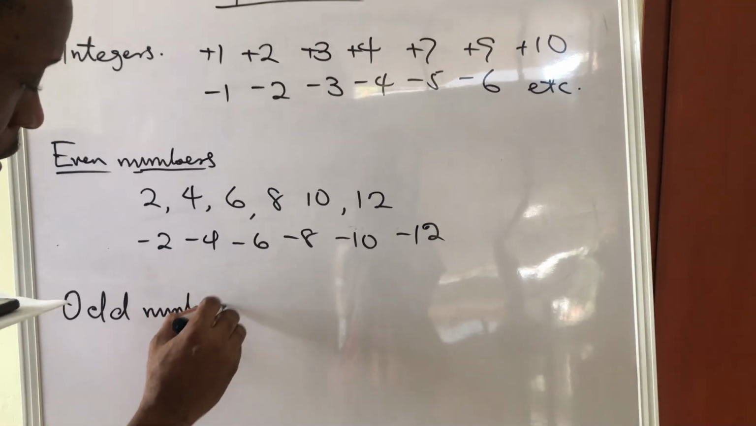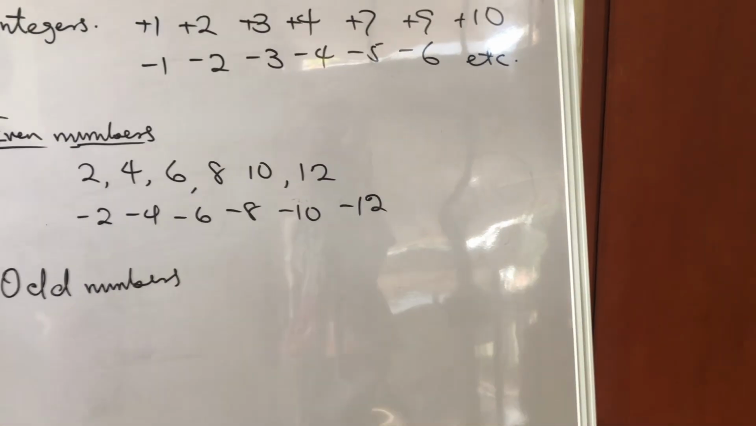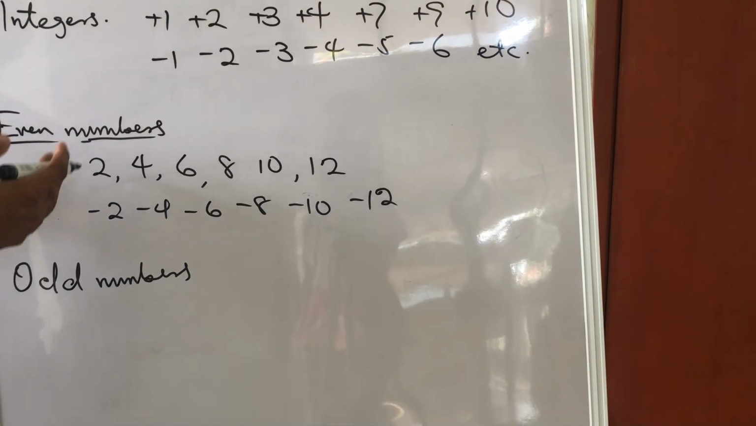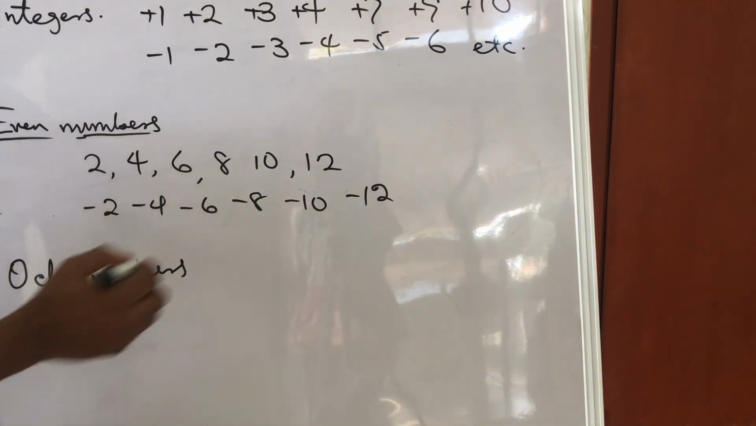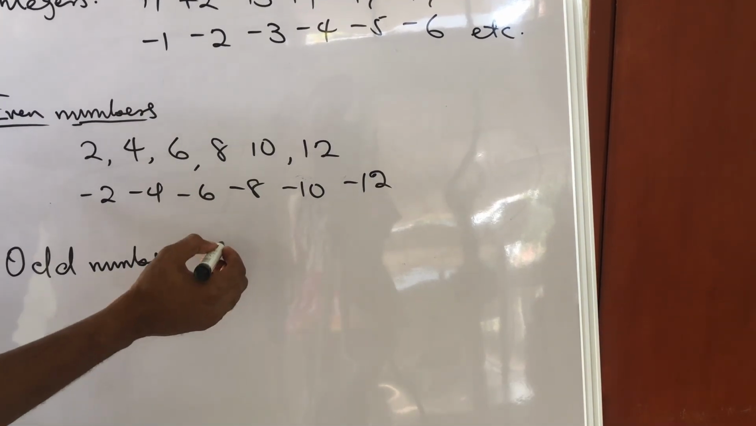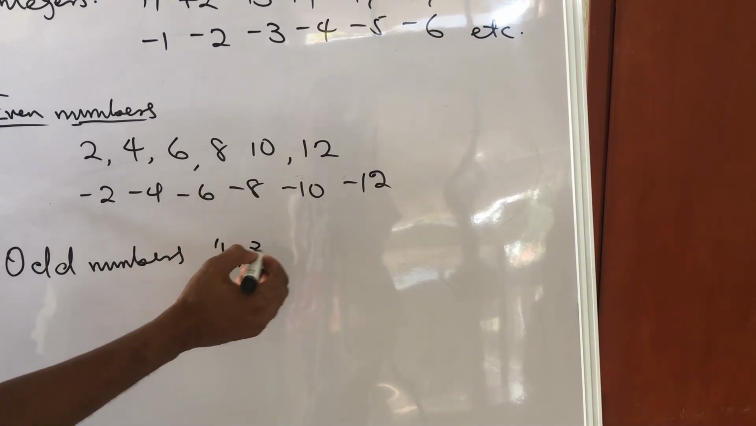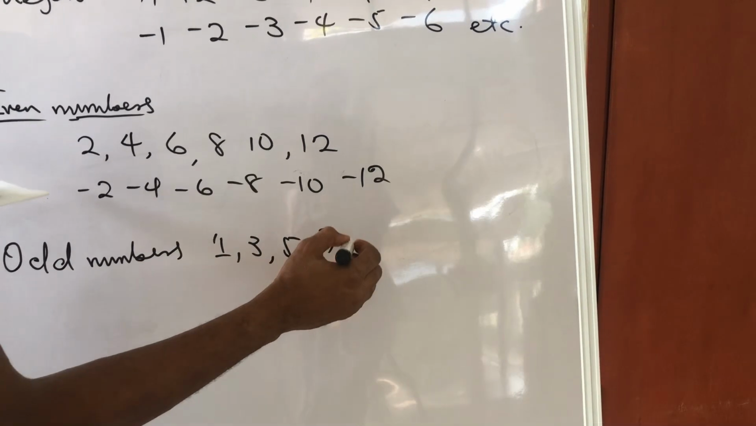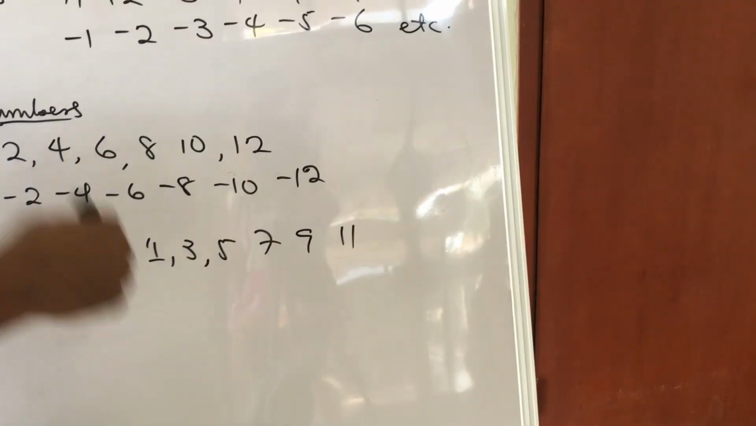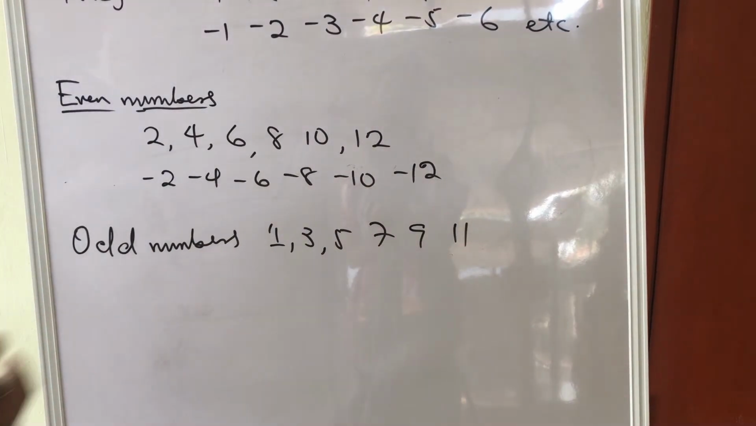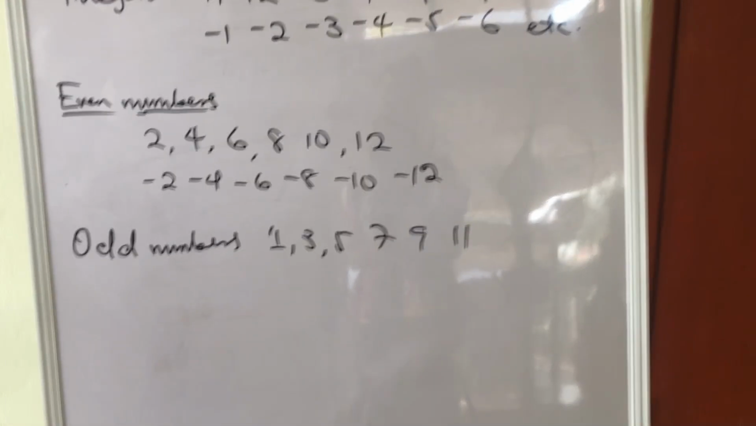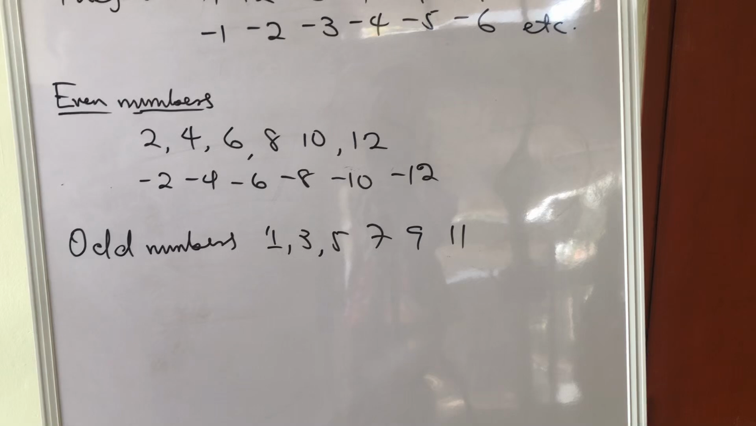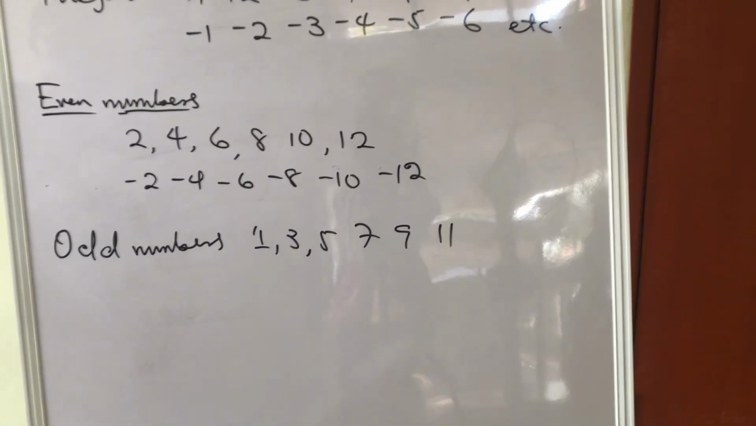Odd numbers. So odd numbers are, of course, numbers that are not divisible by 2, and they fall in between the even numbers. And that includes 1, 3, 5, 7, 9, 11, and so on and so forth. And you can also have positive and negative odd numbers. Okay, and then the next thing we're going to be talking about is prime numbers.